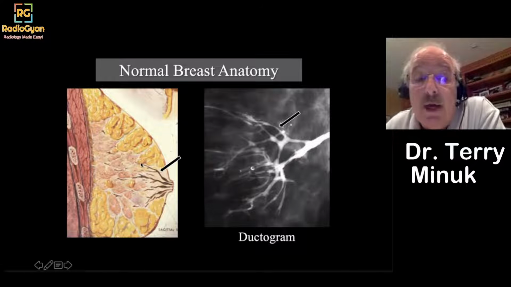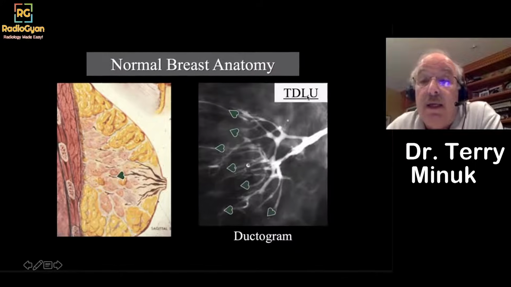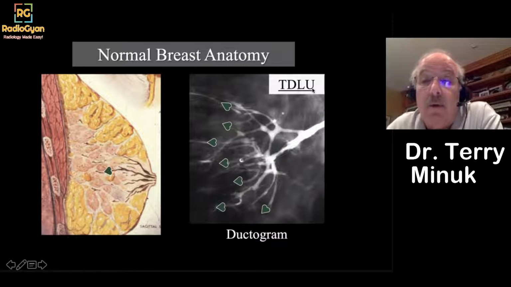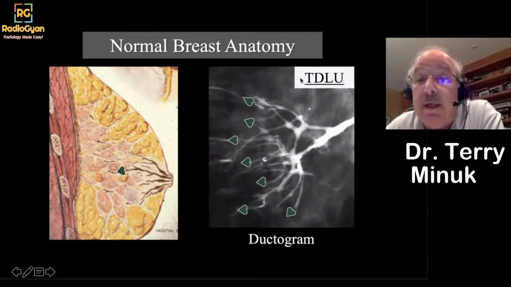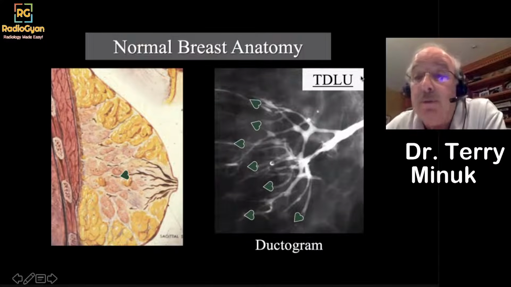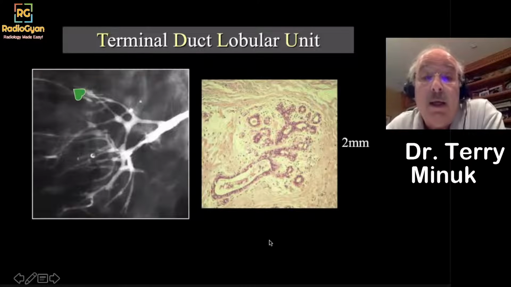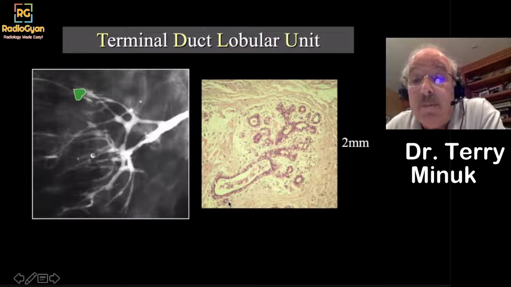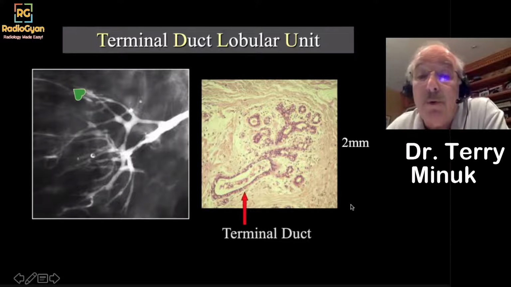Now, at the end of the ducts, we have leaves, and those leaves are known as TDLUs, terminal duct lobular units. All the interesting pathology in the breast occurs in the TDLUs. And so that's where we're going to spend our time, because this is where the interesting calcifications arise. There's a histologic specimen of a TDLU on the right. They measure about 2 millimeters by 2 millimeters, but premenstrually, they may go up to 4 or 5 millimeters in diameter. And they consist of two components.